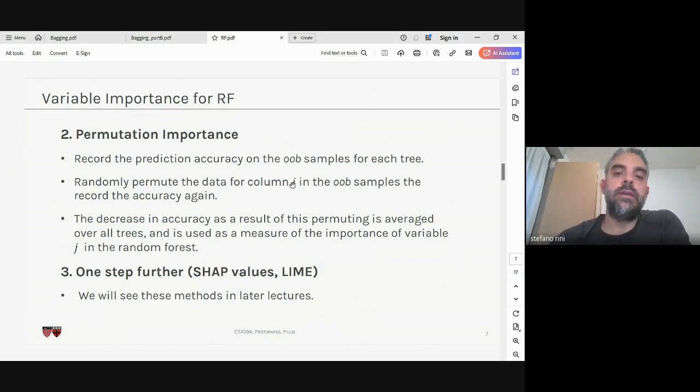Good. So what you do here is that you keep the same way of distributing the variables in each node in each of the trees in the forest, and then you permute the variable, let's say, on the samples, and then you see the decrease of accuracy from this permutation, and then you use this as a measure of variable importance. And then there is one step further, which we'll see in the next lectures, no worries.